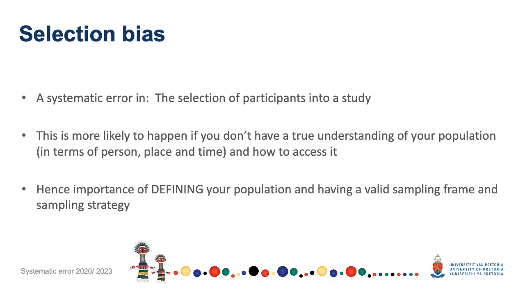So what selection bias is, it's a systematic error in the selection of participants into your study, which is going to give rise to bias. And it's more likely to happen if you don't have a good understanding of the study population in terms of who, where, and when, and how to access this population to make sure that your sample is representative and not biased. So this makes a very strong point here that you need to really define your study population very, very carefully before you even start to think about developing a valid sampling frame or strategy and going ahead with sample selection.